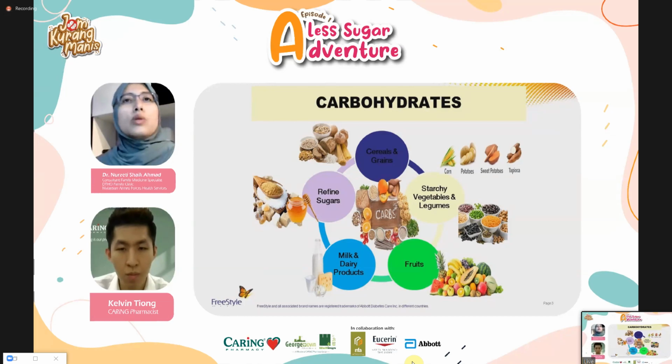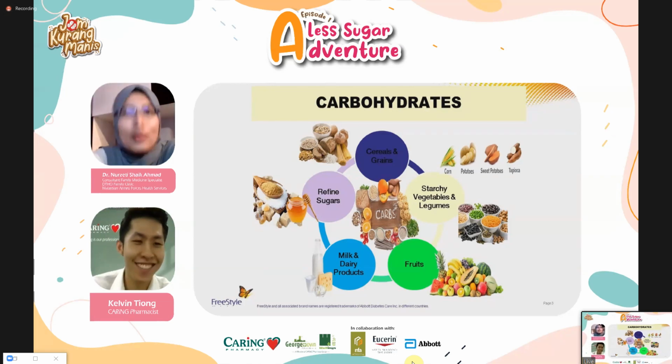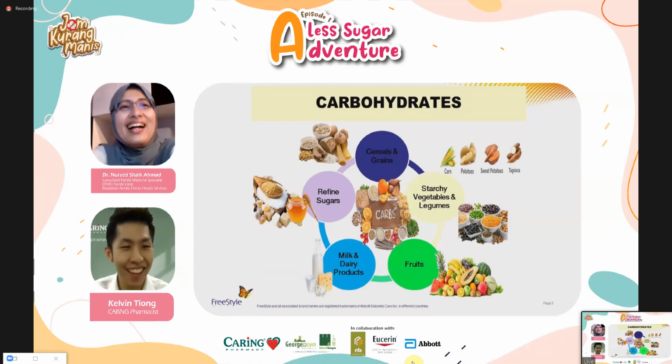So ideally, if you are a diabetic patient and you can avoid all this food, then the problem is solved. We don't even have to talk about monitoring. We can, as people say, close the shop, tutup kedai.